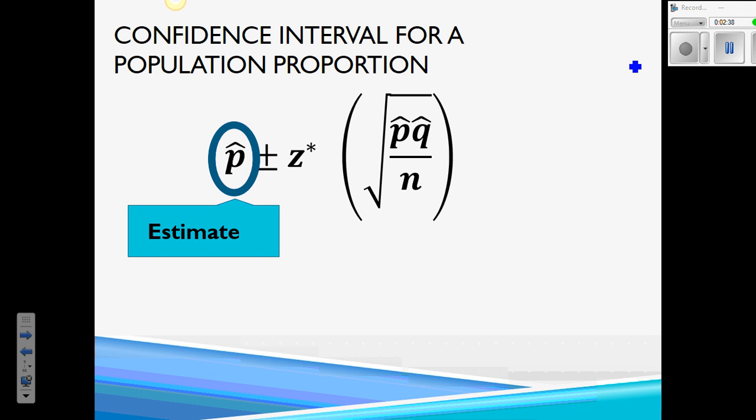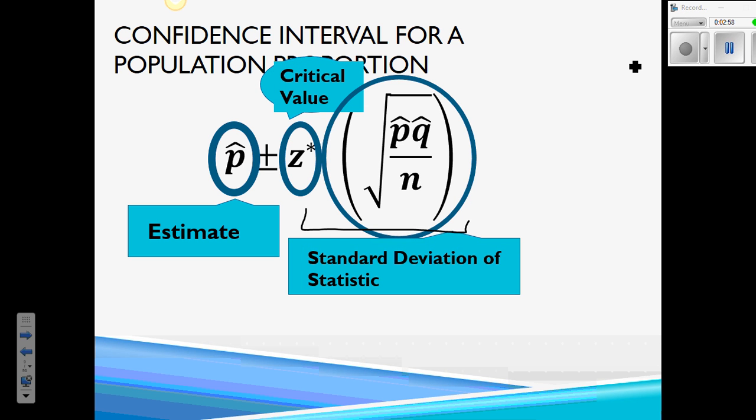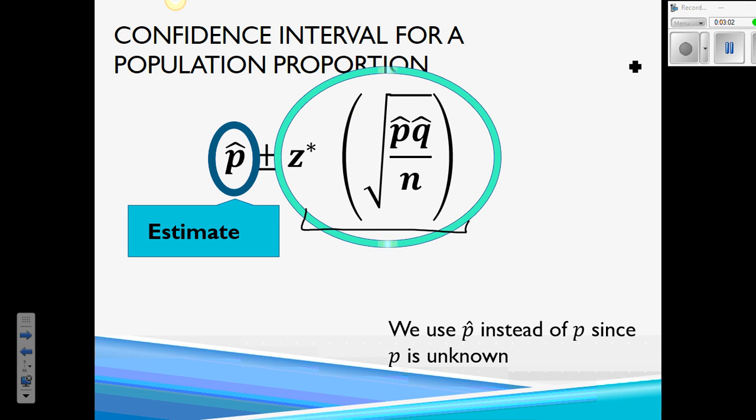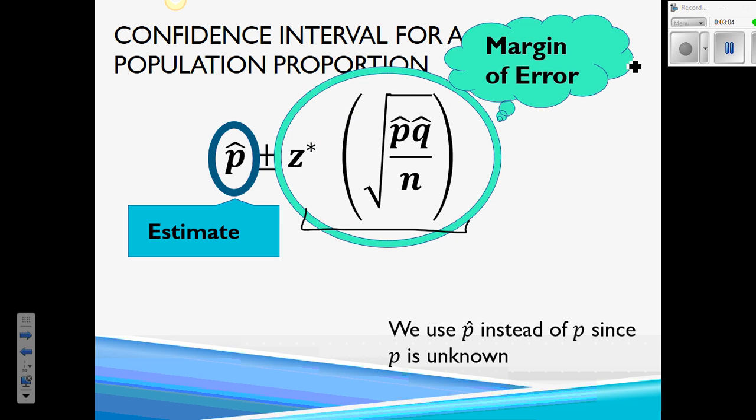So we created this thing over here, which is z star times the square root of p hat q hat over n. What do we call that from yesterday? It's like combining these two. It's 3 words. It's the margin of error, right? So we are talking about each of these pieces here, but together all of that is going to be your margin of error.